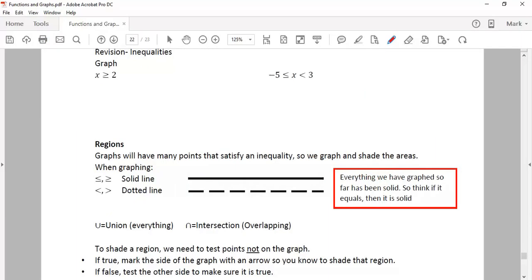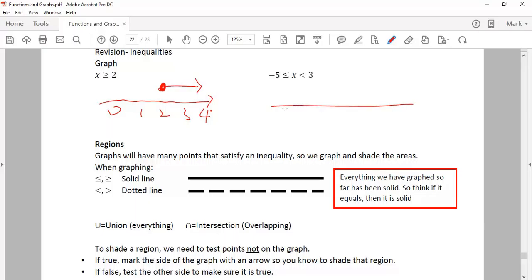Alright, so the last thing we need to learn for this topic is graphing and sketching regions. So yeah, just a quick review of inequalities. So we've got to graph x is greater than or equal to 2. Remember, before we just had a number line. And then greater than or equal to, so we had a solid dot. The arrow just goes that way.